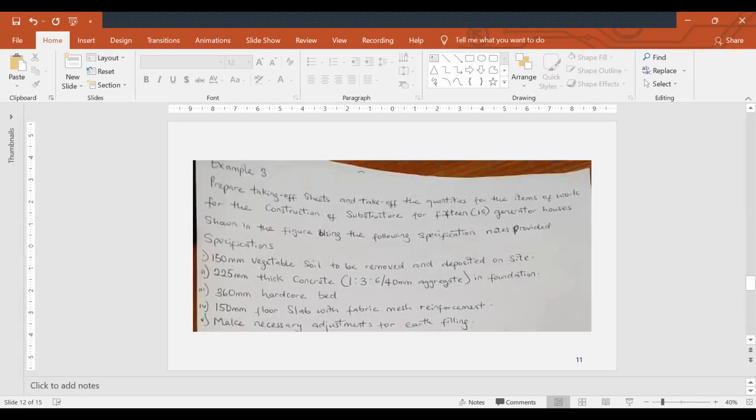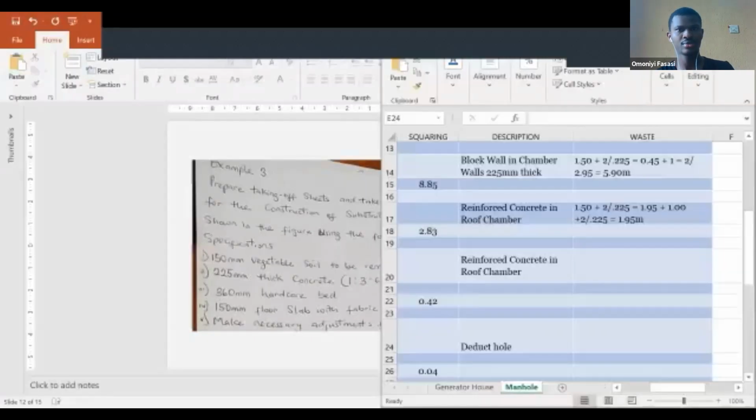I have to stop sharing this, then go to the Excel sheet. Okay, this is the Excel sheet. I have to share it here. Let me just share this one. Okay.